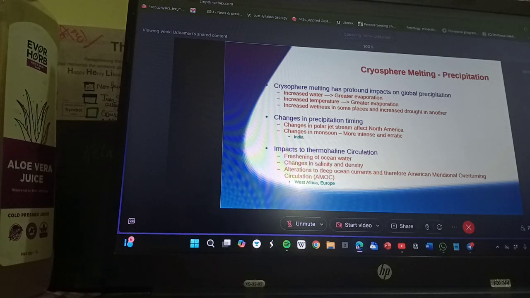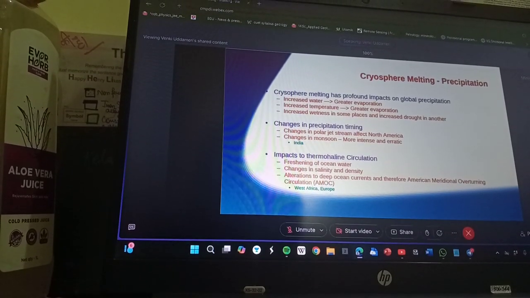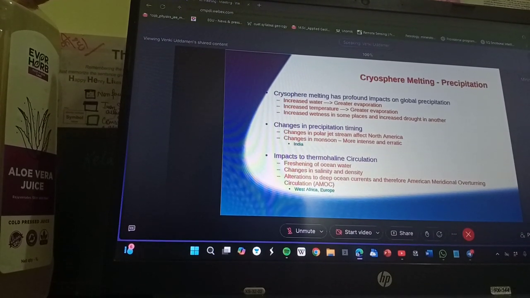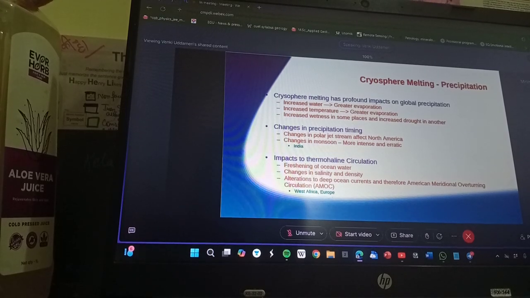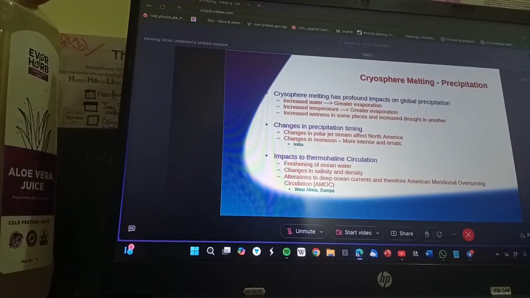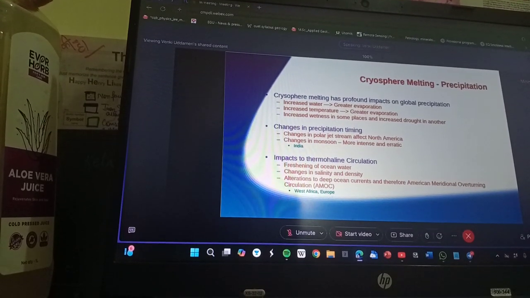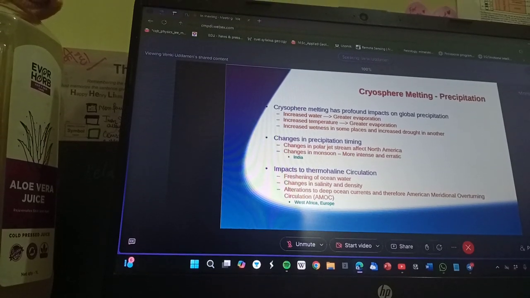Back home, even in India, changes in monsoons are being noted, which again plays a very important role in sustaining agricultural activities, as well as urban water supply, as well as maintaining stormwater discharges in urban areas.